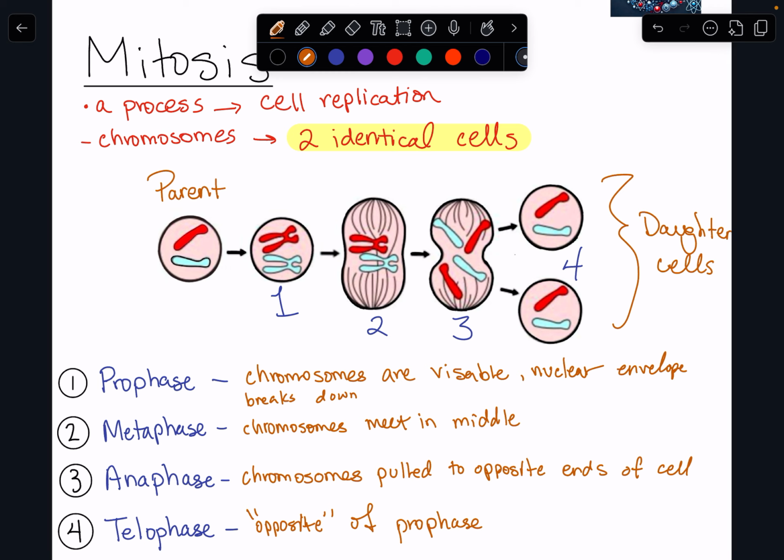So we just wanted to give a quick introduction to what mitosis is and break down the four different steps that take place in mitosis that we will encounter. So remember, mitosis is a process of cell replication where we are including chromosomes here, and at the end we have two identical daughter cells that come from one parent cell, and it has four phases: prophase, metaphase, anaphase, and telophase.